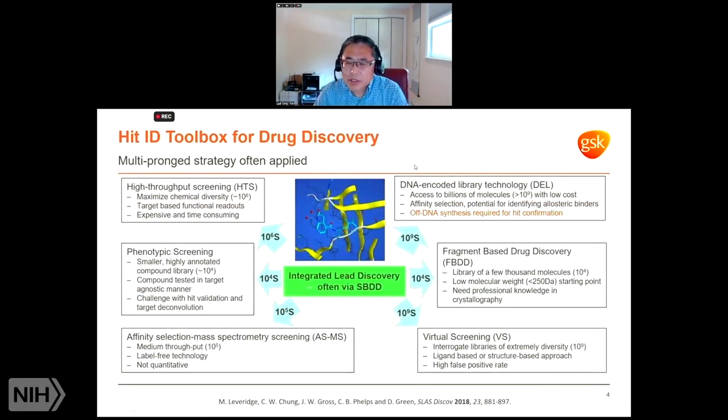So in GSK, we use DNA-encoded library together with other technology as a multi-prong approach to generate hits. Compared to other commonly used hit ID platforms, DEL has the advantage of being able to access billions of molecules with low cost. However, it does require off-DNA synthesis for hit confirmation, which may not be the case for other hit ID platforms such as HTS or phenotypic screening. So there's a special need for making off-DNA compounds for this platform to work.